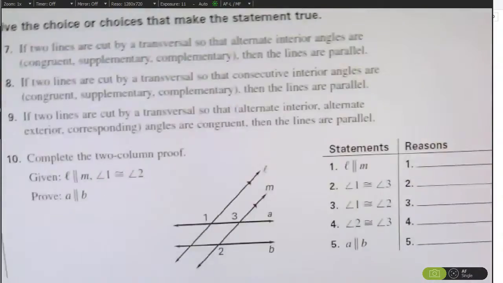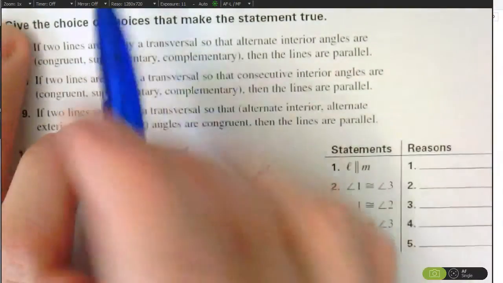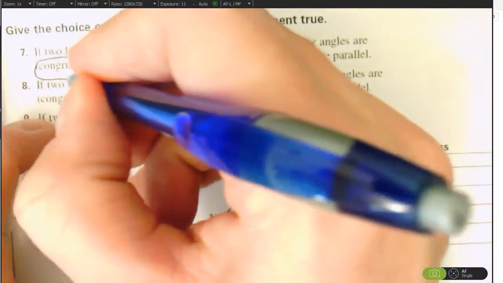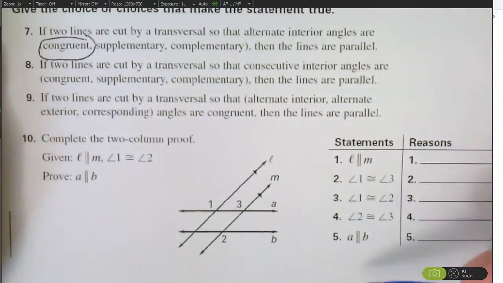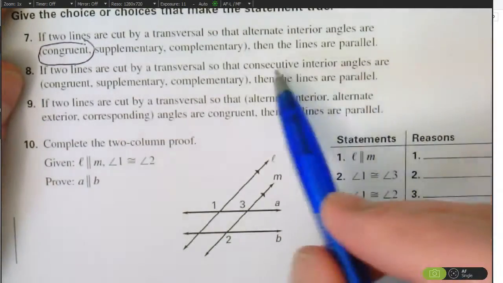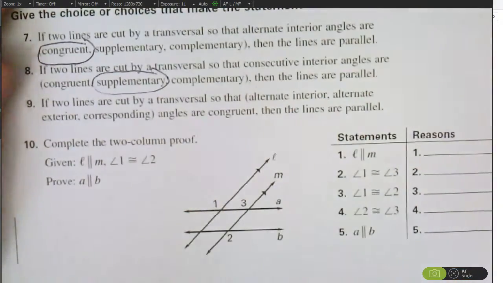And then the last one I'm going to look at, last few, yeah, I've got about a few more minutes here, from the back of the worksheet that we did in class. If two lines are cut by a transversal so that alternate interior angles are congruent, because that's what alternate interior angles are supposed to be, the lines are parallel. If two lines are cut by a transversal so that consecutive interior angles are supplementary, then the lines are parallel.